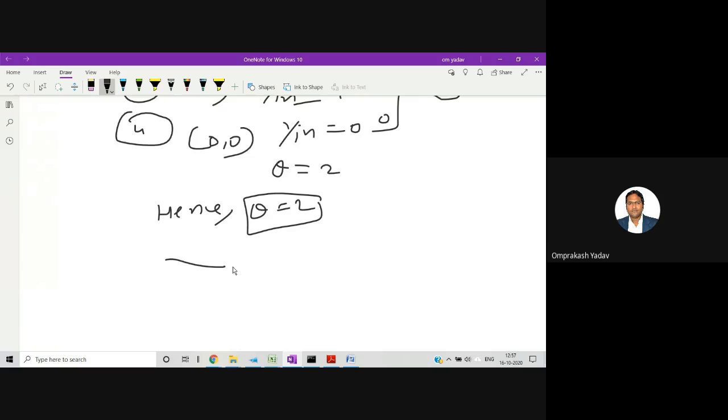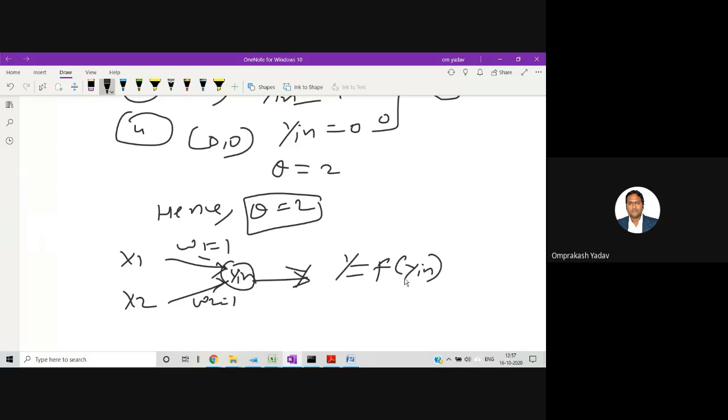And then finally you can draw this particular circuit where you can show W1 equal to 1, W2 equal to 1, and this is X1, X2, and here you can get the output y. This will be y in, and you can write the equation y output will be equal to f of y in. So we will get the output when we substitute the total net input inside the function, and this will produce 1 or 0.